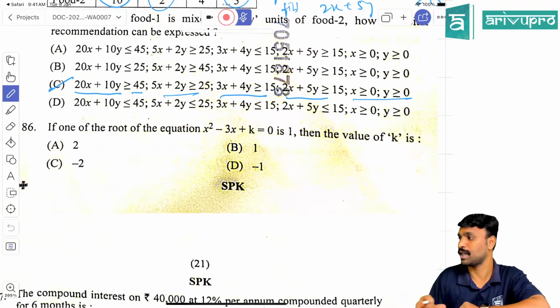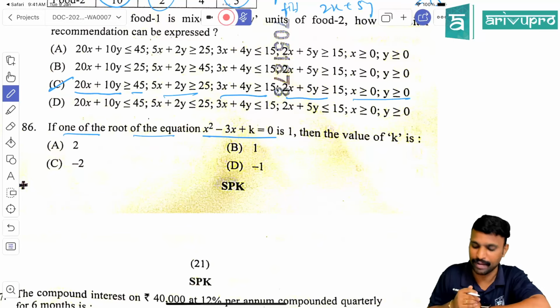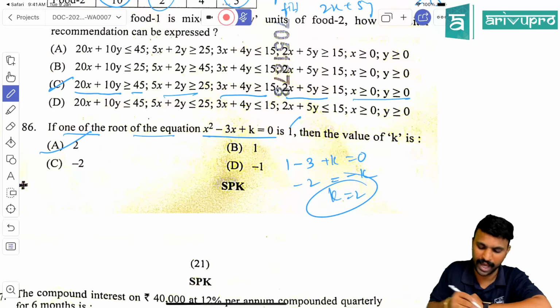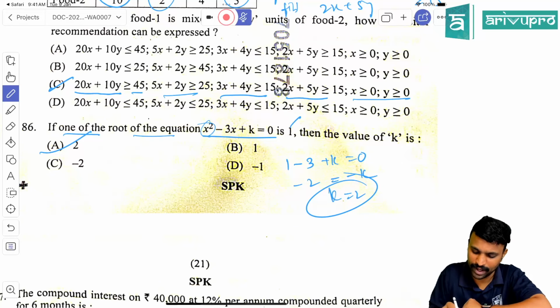Moving on to the next question, question number 86. If one of the roots of the equation is 1, just substitute, because 1 should satisfy this equation. So 1 minus 3 plus k equal to 0. So obviously minus 2 is equal to minus k. So k is equal to 2. Option A is the right answer. Have you understood? Yes, 1 square is 1, 3 into 1 is 3, so 1 minus 3 is minus 2. K becomes minus k on the other side, so minus 2 is equal to minus k, so k is equal to 2.